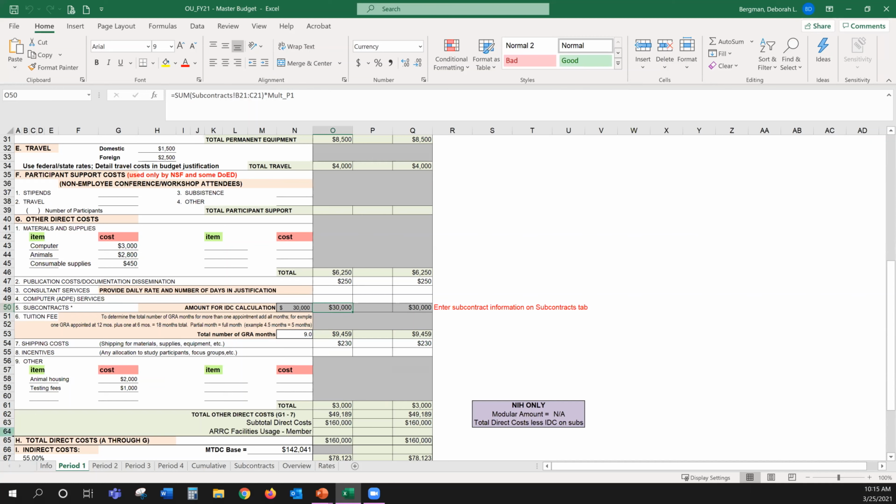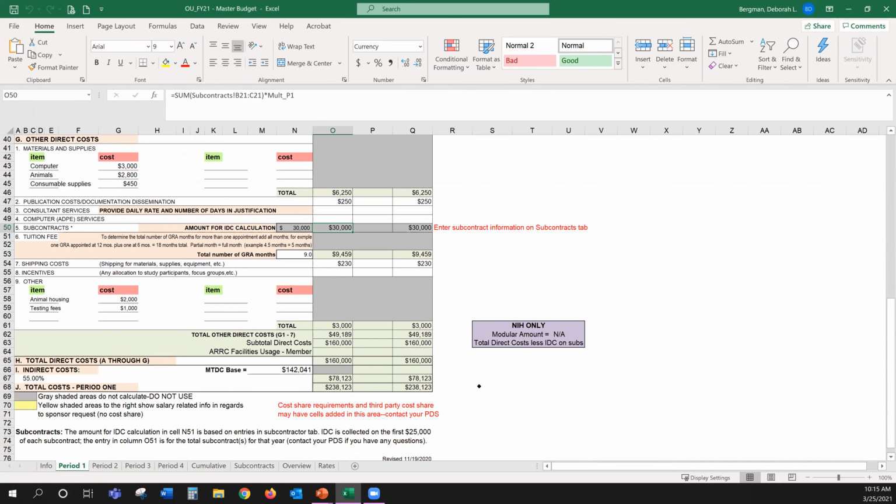Yes. Okay. All right. You can see over to the right here, we have the NIH modular amount box. That's what will show. There'll be a number here instead of NA, if the PDS has selected yes for the NIH on the info tab.